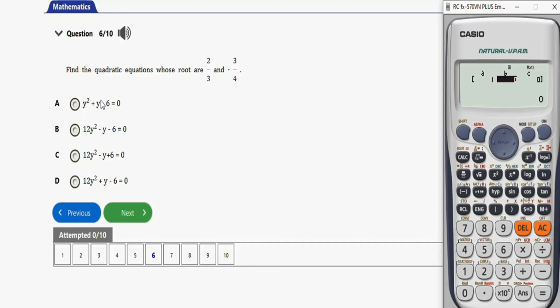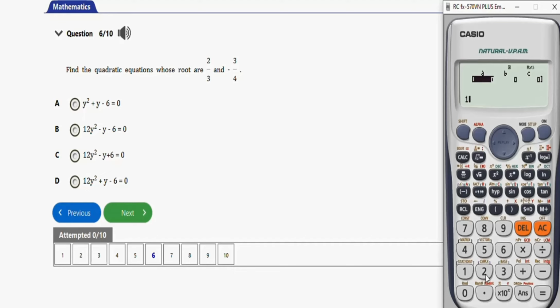So the coefficient of y squared here is 1, then the coefficient of y is still 1 for b, then the constant is -6. So that's it. Let's press equal to. No, so it can't be this one, can't be this one. So let's remove this. Let's check option B.